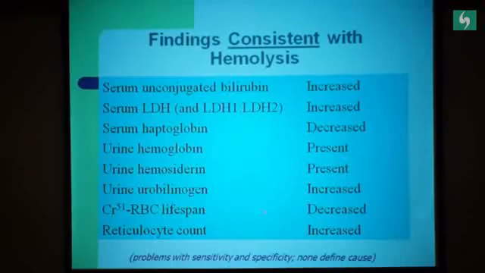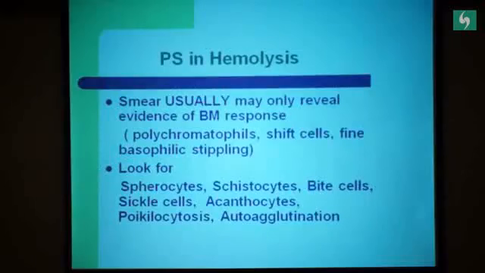But if we look at the peripheral smear, we may not find anything. What we are going to see most of the times in hemolysis is that there will be a response from the bone marrow in the form of reticulocytosis and polychromatophils, or there may be a shift to left.